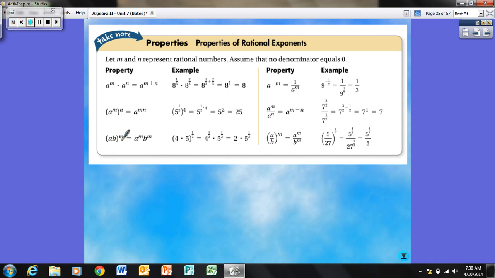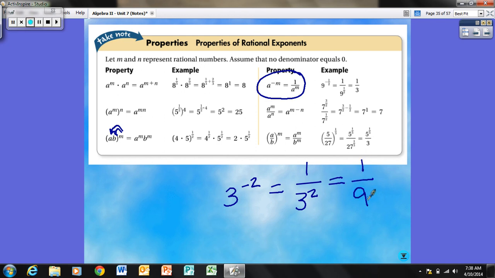When you have two numbers inside the parentheses, raising it to a power, that power has to get distributed to both of those numbers, so then it becomes a to the m, b to the m. This one's really important, and we're going to be using it a lot in this section and also in the next section. If you have a negative exponent, that means that the number goes on the bottom of the fraction. So if I have, for example, 3 to the negative 2, that's the same as 1 over 3 squared, which is the same as 1 over 9. So 3 to the negative 2 is the same as 1 over 9.